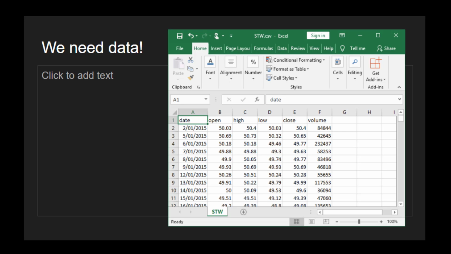To do backtesting, we need data. It's fairly easy to get a hold of data, but to get the good stuff, you need to pay. This is a screenshot of a spreadsheet that I have that contains daily data for STW, the exchange traded fund for the ASX 200. This particular spreadsheet contains historical price data from 2015 through to 2017. And this is the data that I'm going to be using in the live demonstration video.